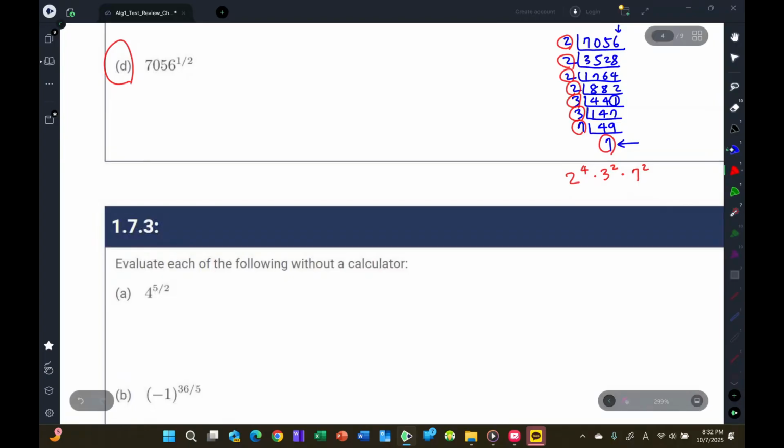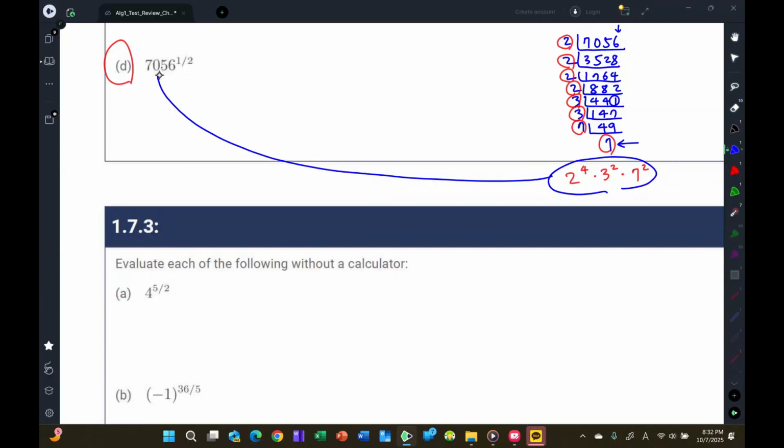So I'm gonna replace this with the prime factorization, right? So I can rewrite this as parentheses. Instead of 7,056, I'm gonna write down 2 to the 4th power, 3 squared, and 7 squared. And don't forget this power, 1/2.